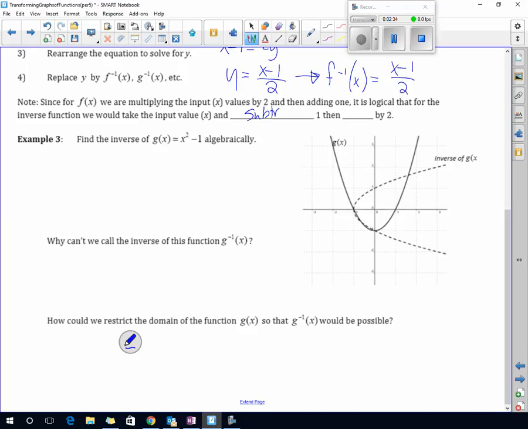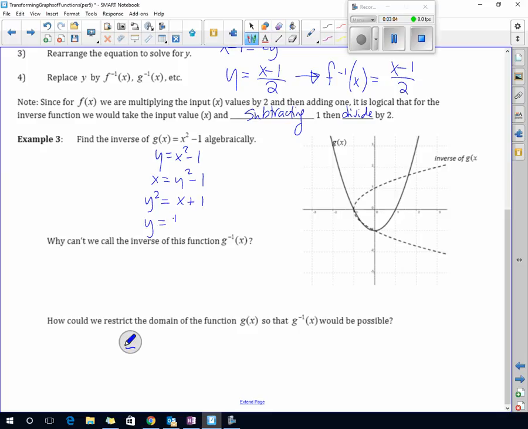First step, write it as y equals x squared minus 1, switch the x and the y around, x equals y squared minus 1, then rearrange so that you get the y by itself. Now in this case, you have to square root it, and you get plus or minus the square root of x plus 1, which gives you the sideways parabola going up and going down. That's why you have 2 of them.